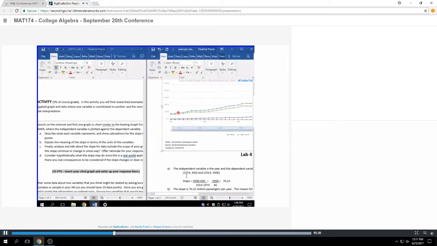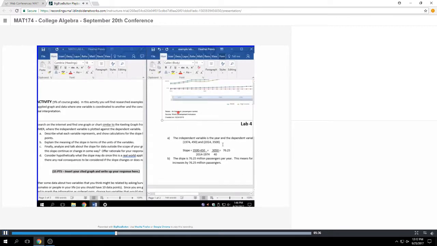That's okay. It doesn't need to be exact because a lot of the graphs you'll find online won't have the exact points. And then I'm just going to find the slope. So I'm going to do the y2 minus the y1. So 3,500 minus 450 over the x2 minus the x1. So 2014 minus 1974. And that ends up giving me 76.25.